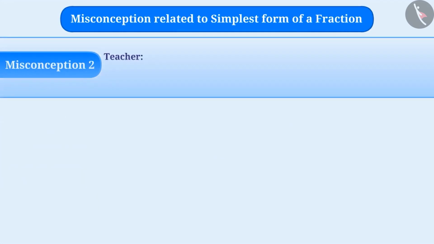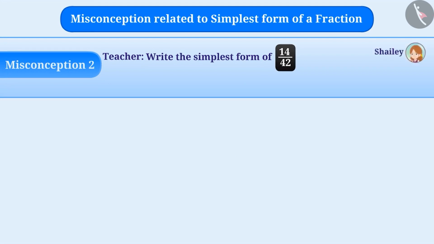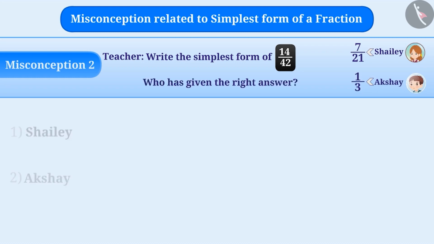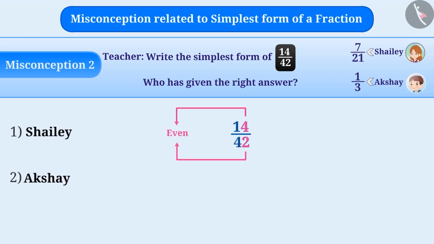Misconception 2. One day, the teacher had written fraction 14 by 42 on the blackboard and asked the students to write it in the simplest form. Shaili has given 7 by 21 as an answer and Akshay has given 1 by 3 as an answer. Who wrote it correctly?